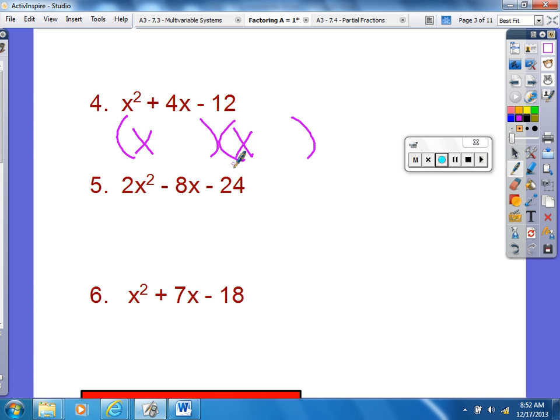4 and negative 3 do make negative 12. But then it doesn't make that middle. So 4 and 3 aren't going to work. What other things multiply to 12? 2 and 6 do, right? And if I use negative 2 and positive 6, it does work to that.